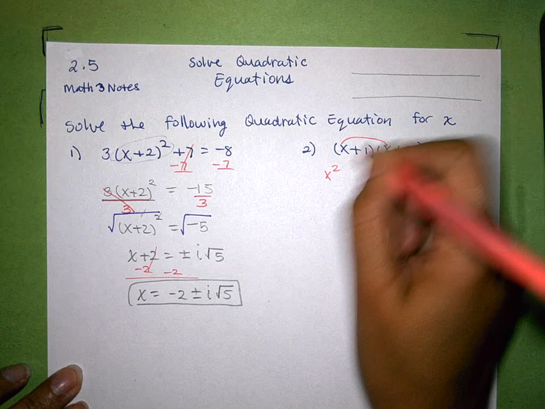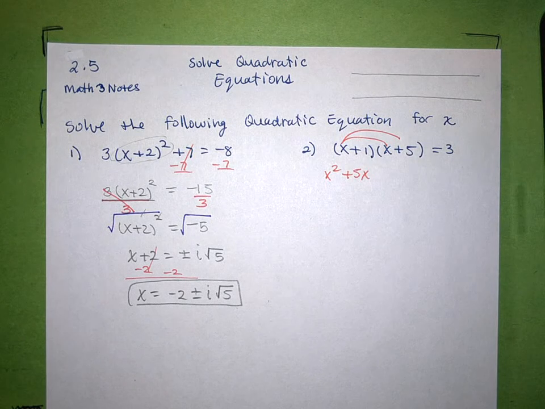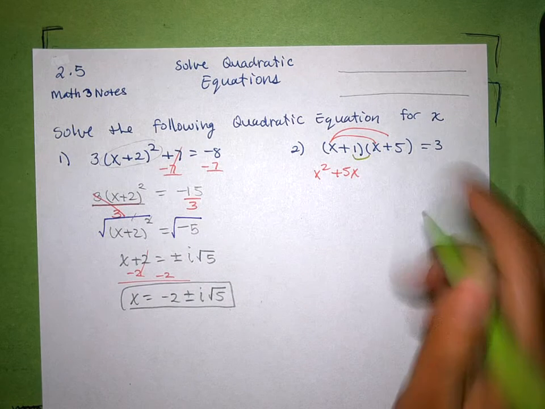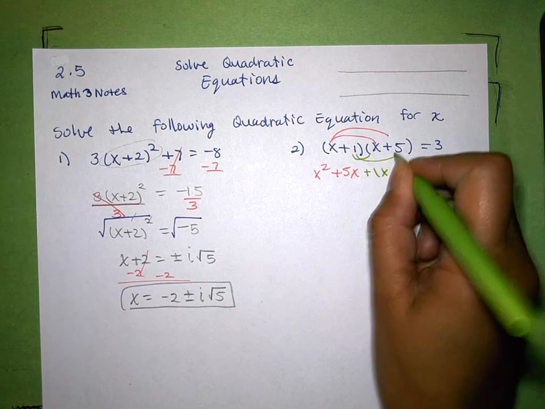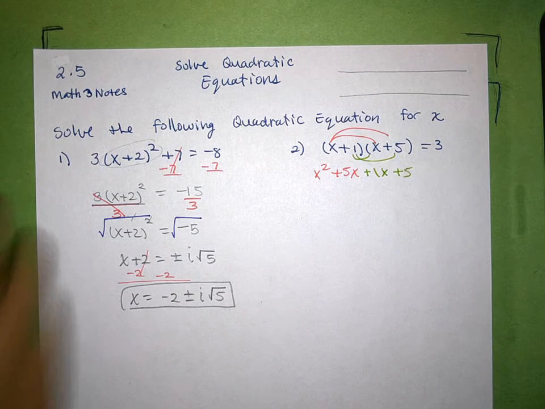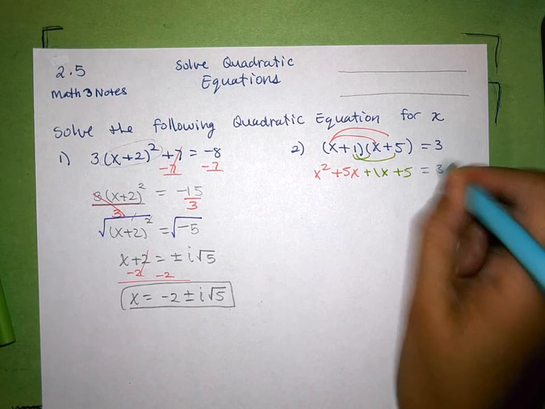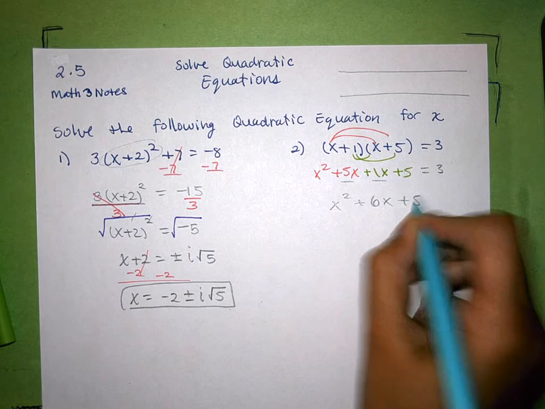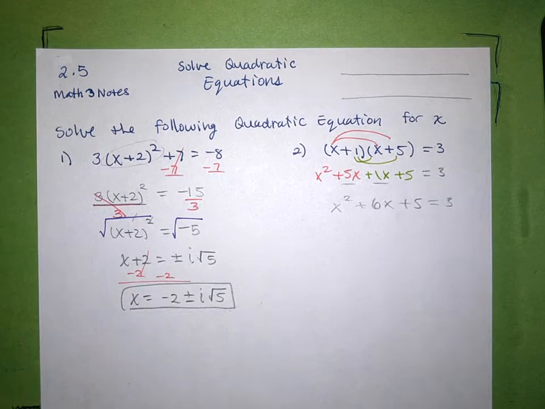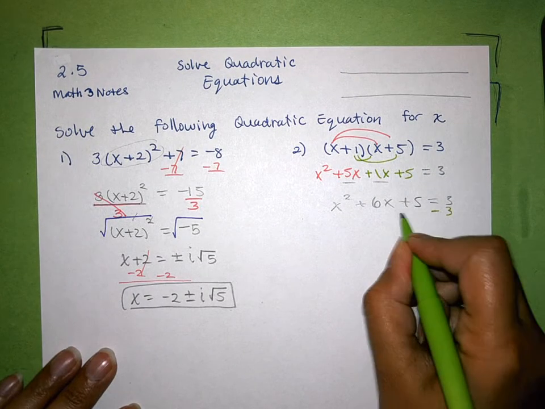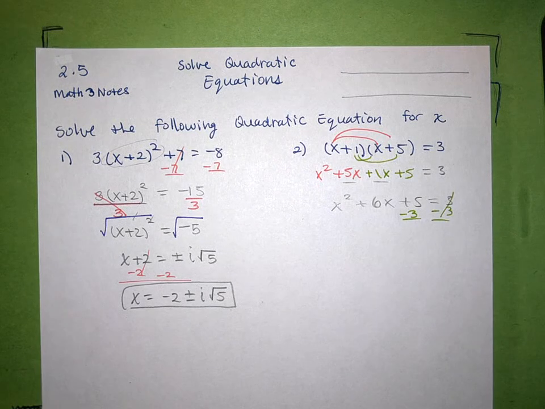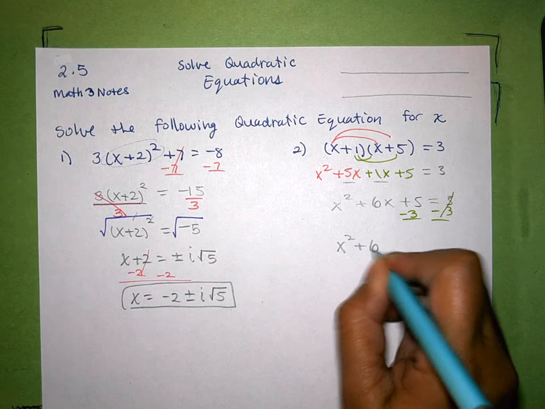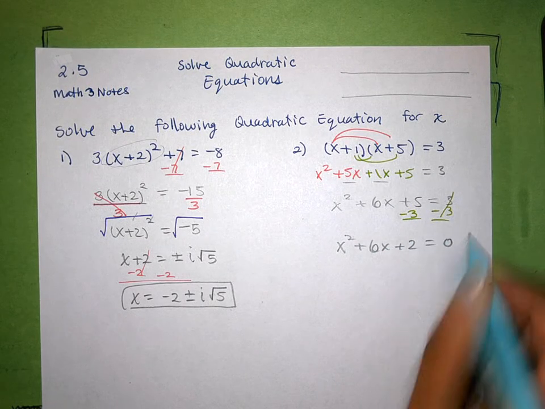X times x is x squared plus 5x. The next thing I'm going to distribute is the 1. 1 times x is 1x plus 5. And then equal 3 we will subtract over on the next step. Okay, I'm going to combine like terms. X squared plus 6x plus 5 equals 3. We are going to subtract the 3. Why? Because 0 product property is what I want to use. Okay, so I get x squared plus 6x plus 2 equals 0.